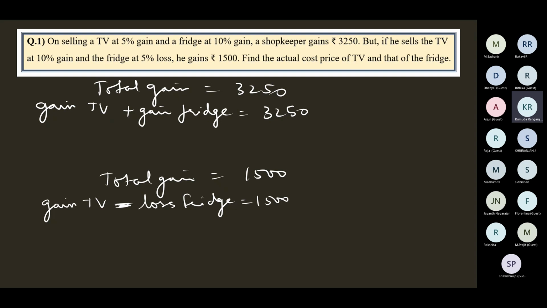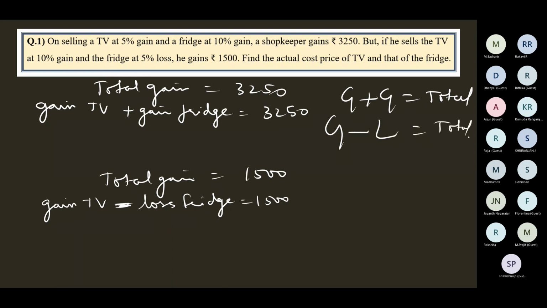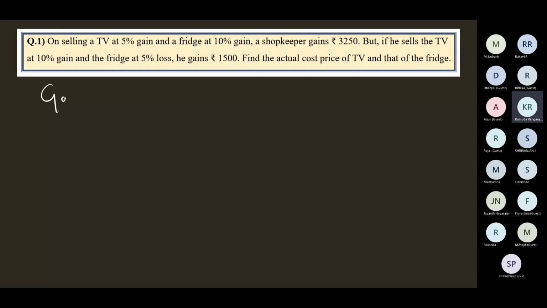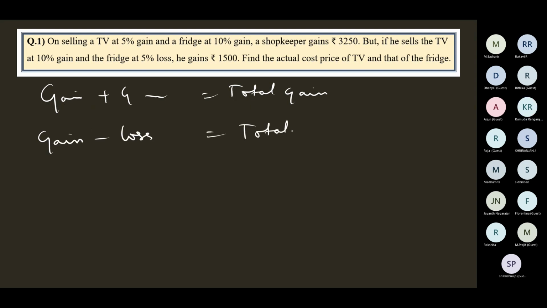How do you represent that? Gain on selling the television minus the loss on selling the fridge is equal to 1,500. So in the first case, it is gain plus gain is equal to total gain. In the second one, it is gain minus loss is equal to total gain. Gain is profit. Because here the gain is more than the loss, that's why it's still a gain.